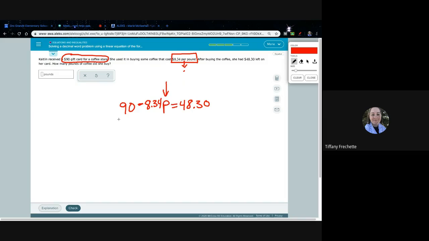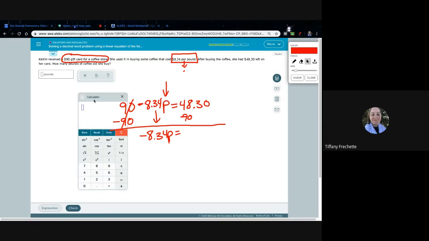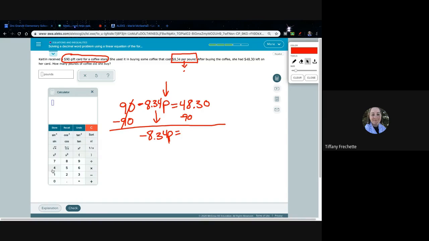So I'm going to subtract 90 from both sides. And again, I'm subtracting 90 because there's an invisible plus sign in front of this 90. And in order to undo plus, I need to subtract. 90 minus 90 cancels, which is exactly what we wanted. We bring down negative 8.34 P equals, and then we can start calculating here. So we have 48.3 minus 90 equals, we get negative 41.7.